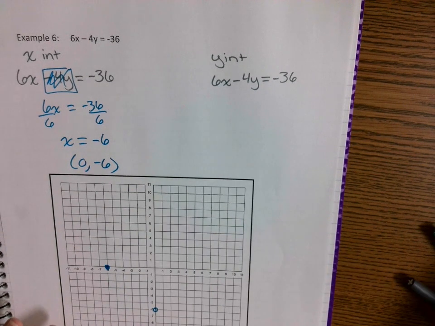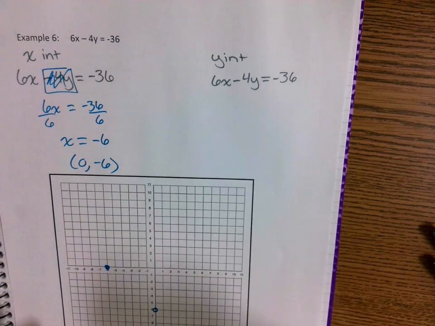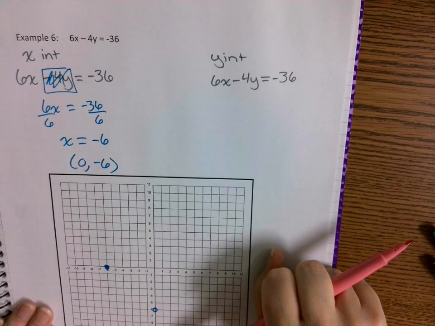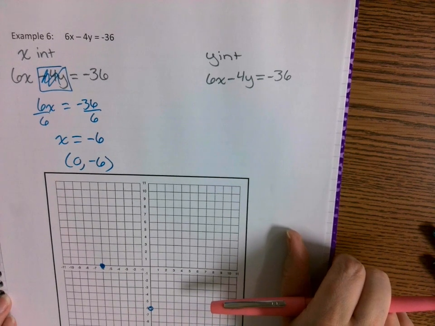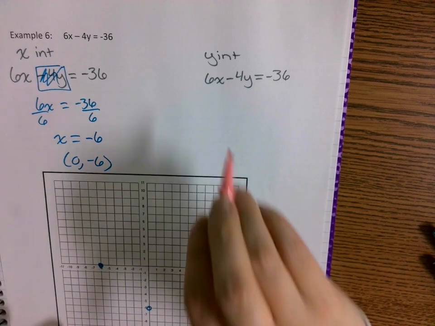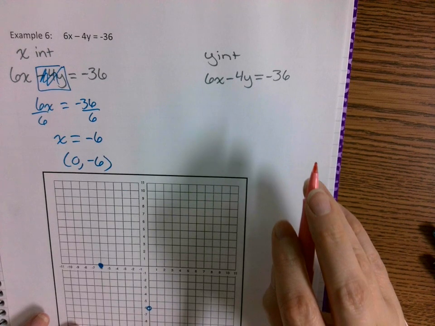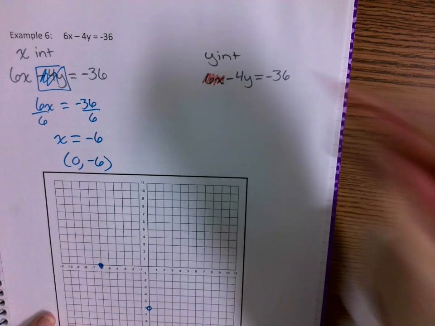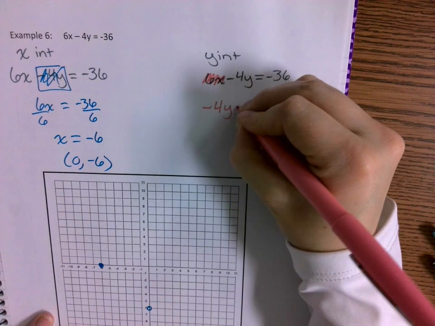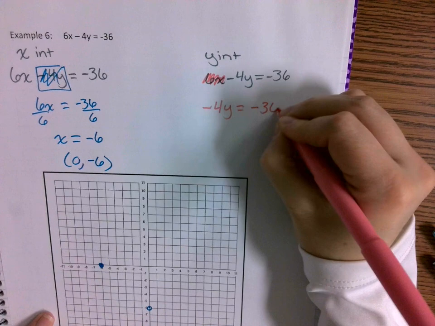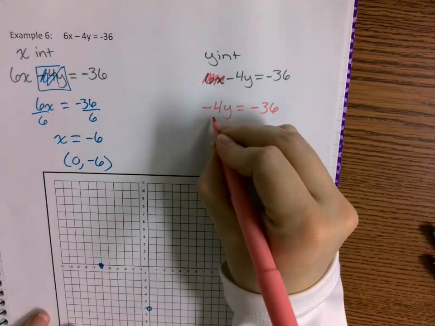And then what about for our y-intercept? Samantha, what did you get for the y-intercept for problem number 6? 6. For the y-intercept. Here, walk me through it. What's going to disappear? 6x. The 6x. So the 6x is going to disappear, and what are we left with? We're left with negative 4y and negative 36. Okay, and then what do we do? Divide by negative 4. Okay, and what's negative 36 divided by negative 4?